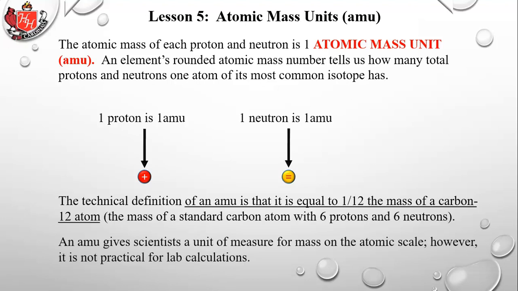An AMU gives scientists a unit of measure for mass on the atomic scale. However, it is not practical for lab calculations. We can't put an atom, or a proton or a neutron, on a scale and weigh them. So an AMU is almost a theoretical unit. It's real, but it doesn't serve any practical value in a laboratory. So we have to have other measures of mass.